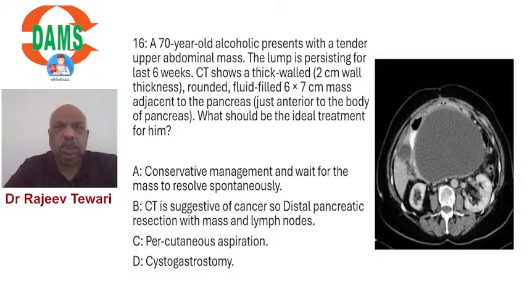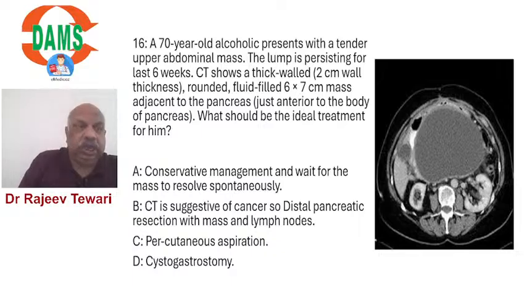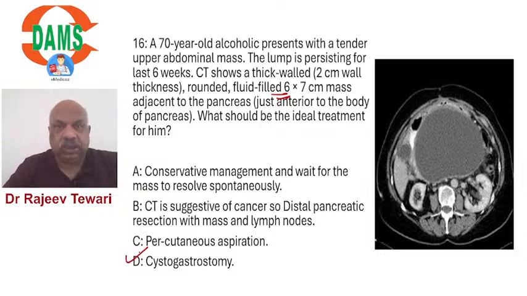Yes, this is pseudopancreatic cyst. Because the duration is more than 6 weeks and the size also is 6 cm, we should drain it, and the best treatment is cystogastrostomy, drain into the stomach. This is a pseudopancreatic cyst in the lesser sac, more than 6 cm size, more than 6 weeks, and the wall has already matured. We should go for cystogastrostomy. So, this is a pseudopancreatic cyst.